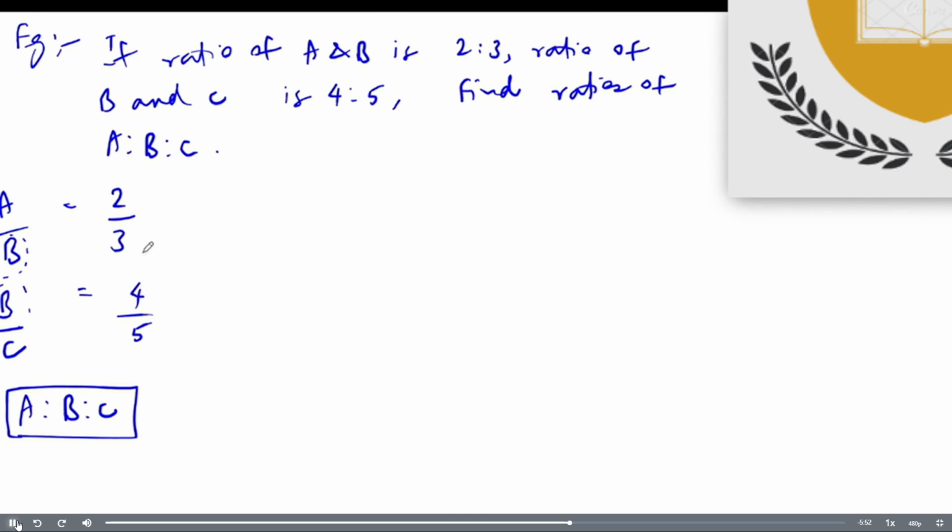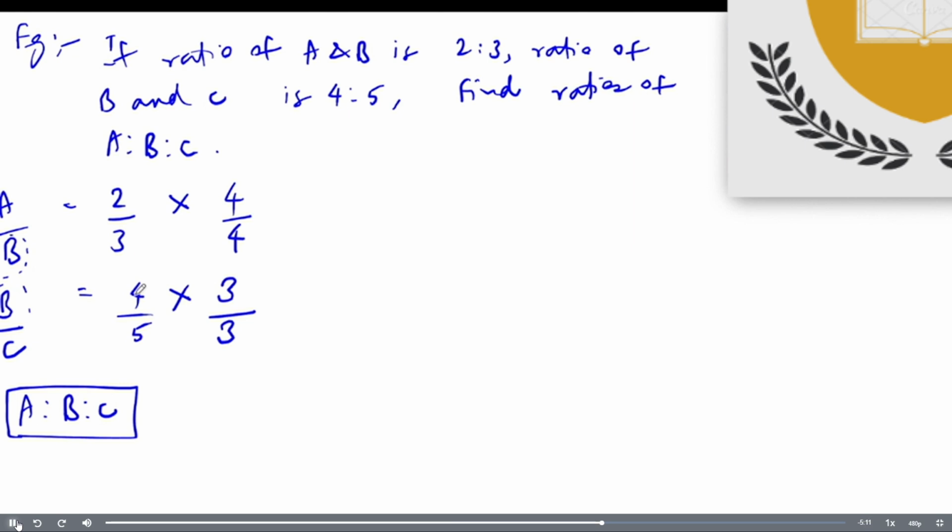Let us observe that in the second ratio, B is 4. So let us multiply the first ratio by 4 by 4. There is no change to the ratio because this is actually equal to 1. You're saying 4 by 4 because 4 is the value of B in the second ratio. Now let us come to the second ratio and multiply that with B's value in the first ratio. We're doing the reverse of that: 4 by 5 into 3 by 3, because this value is also ultimately 1, and that means the second ratio is not going to change.